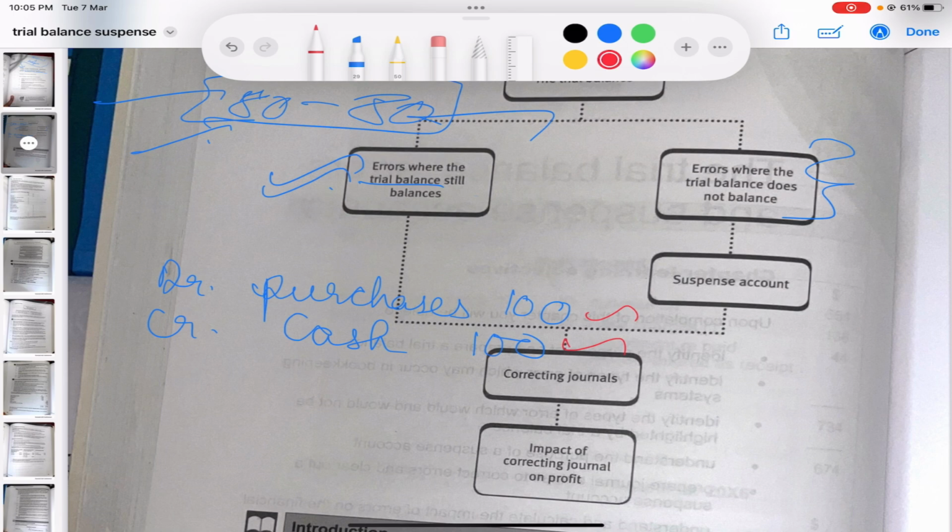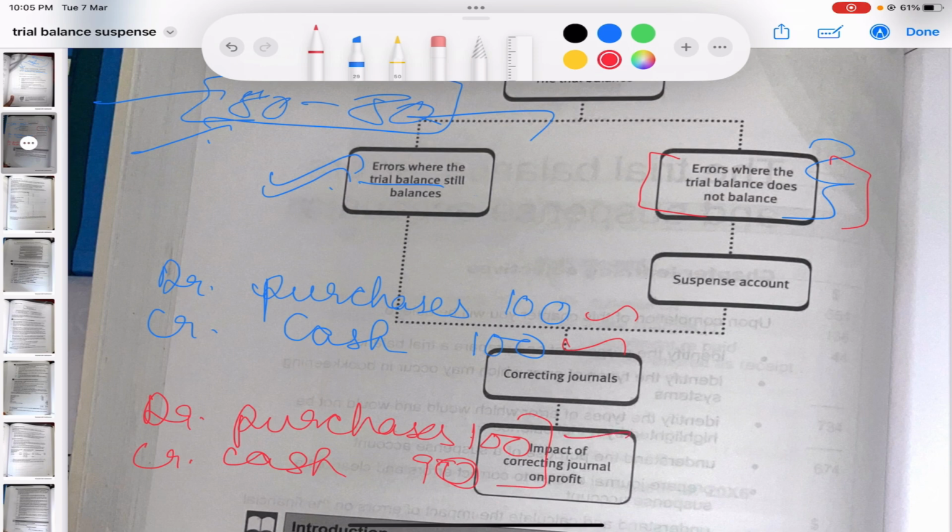Now sometimes the trial balance does not match. So let's say I had debit purchases of 100, but by mistake I wrote only 90 in cash. So in this situation the balance is not matching, right? That is what they are trying to explain.